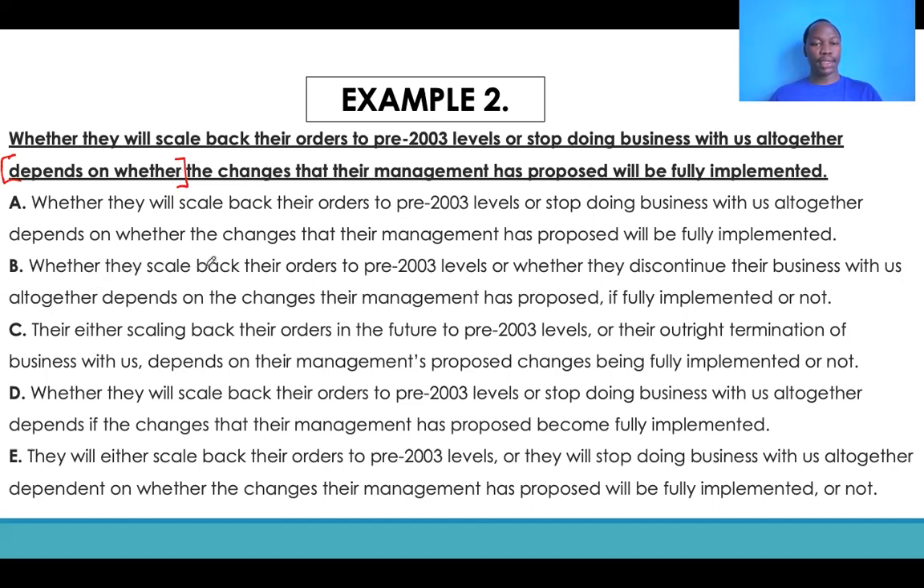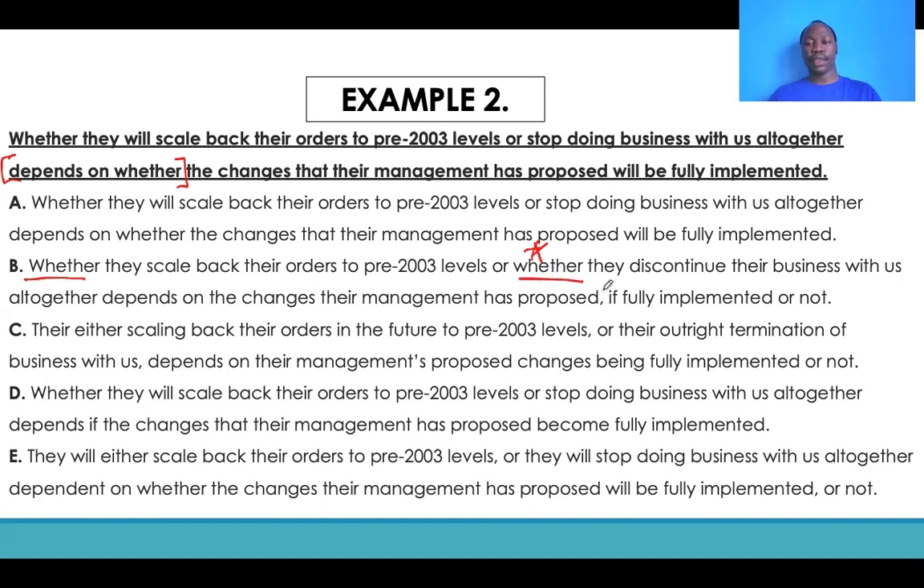B says whether they scale back their orders to pre-2 or 3 levels or whether they discontinue their business with us altogether depends on the changes the management has proposed, if fully implemented or not. Okay, we can already see a number of errors in this sentence. So whether is used at the beginning of this sentence, then after or. This is the incorrect use of whether. You can only use it once. If you use whether initially, then after the or, you just continue with the sentence without repeating the word whether. So already that disqualifies this answer choice.